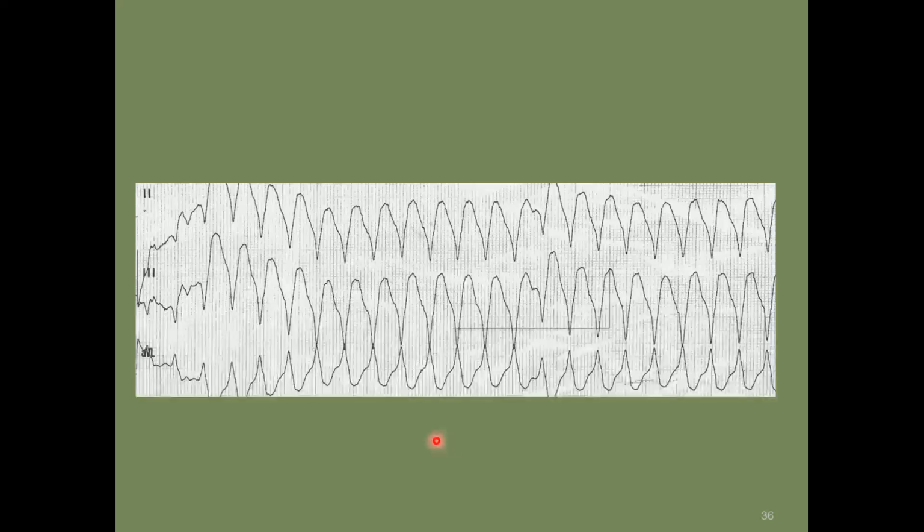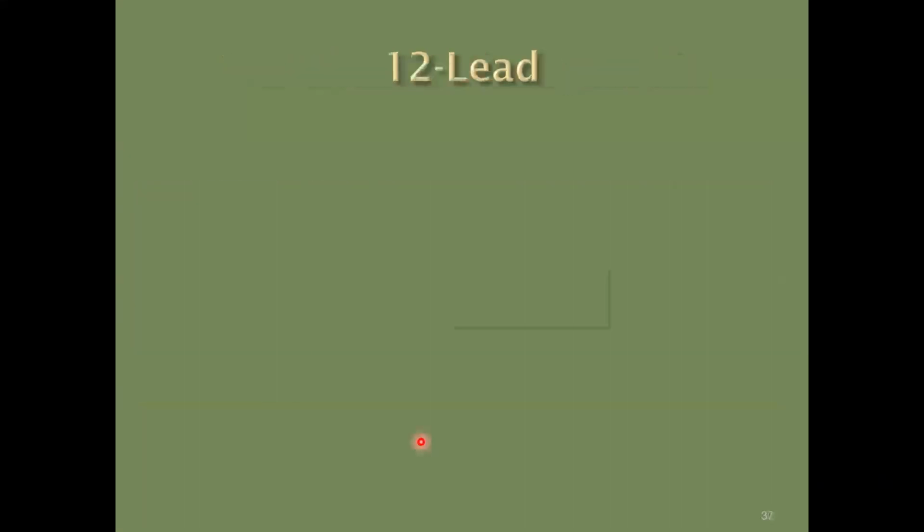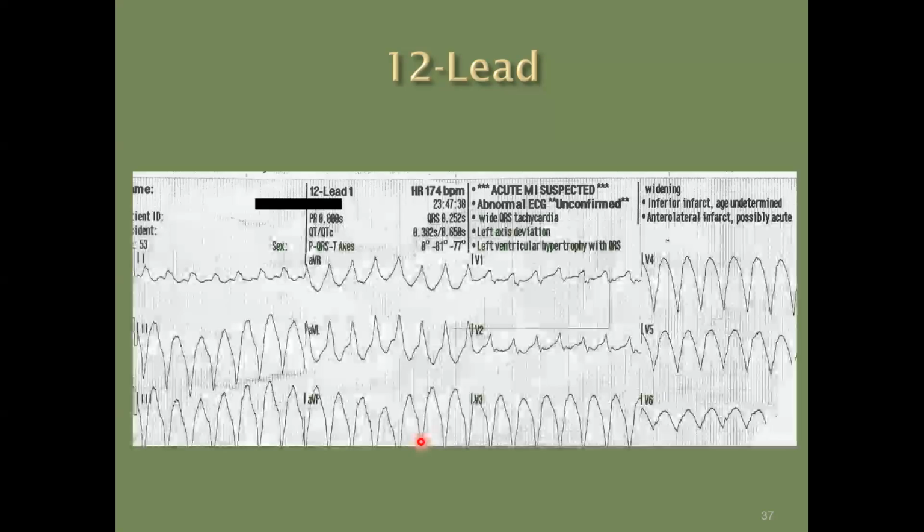So what if I told you that the patient was talking to you? Does that mean it's not VTAC? Can you have VTAC with a pulse? Absolutely. All right. So this patient is in ventricular tachycardia, and let's take a look at his 12 lead.